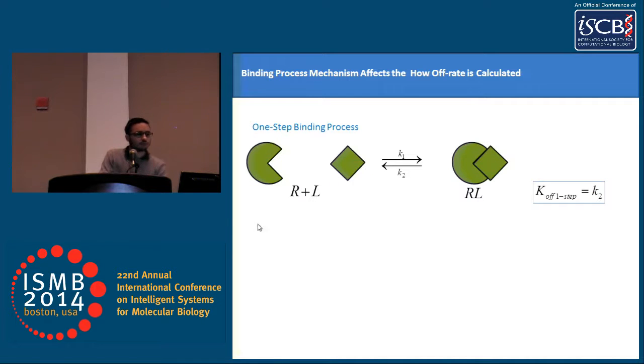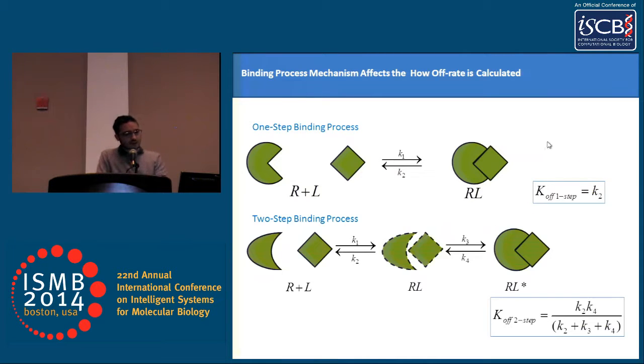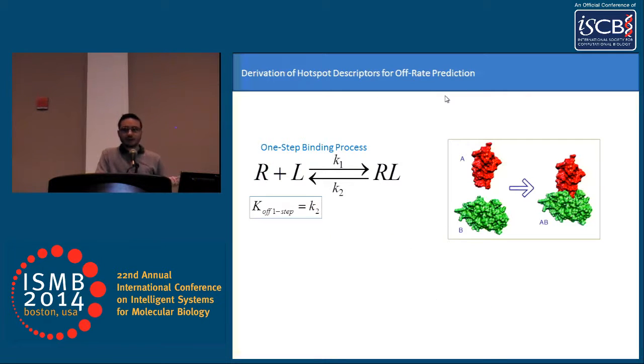So a good place to start is looking at the binding mechanism. If you assume that conformational changes are minimal, then the K off is simply the kinetic parameter K2. Whereas if you have conformational changes, then the K off changes, and you would also need to consider not only the stability of the bound complex, but also the stability of the transition complex. In this work, we assume a one-step binding process because most of the structures that we use do not undergo significant conformational changes.